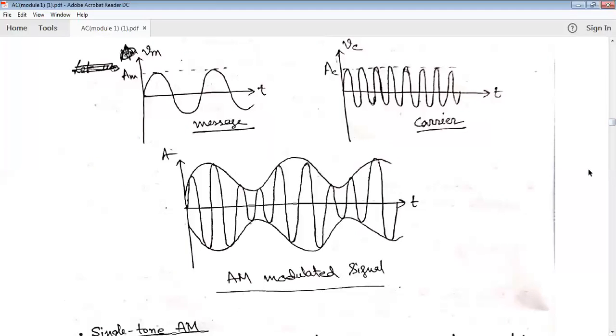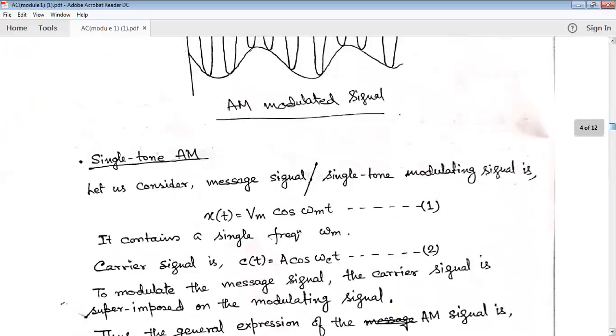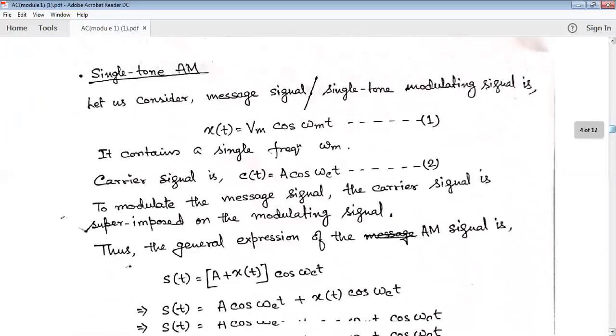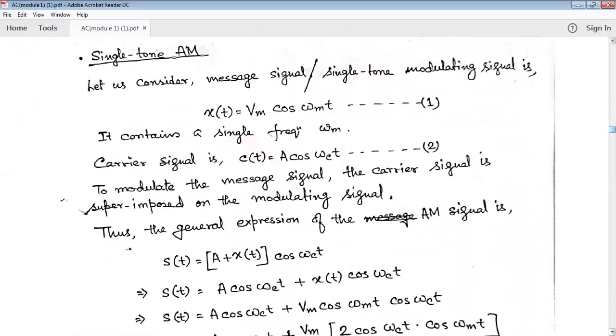Okay. So now we are going to have some derivation of single tone amplitude modulation.